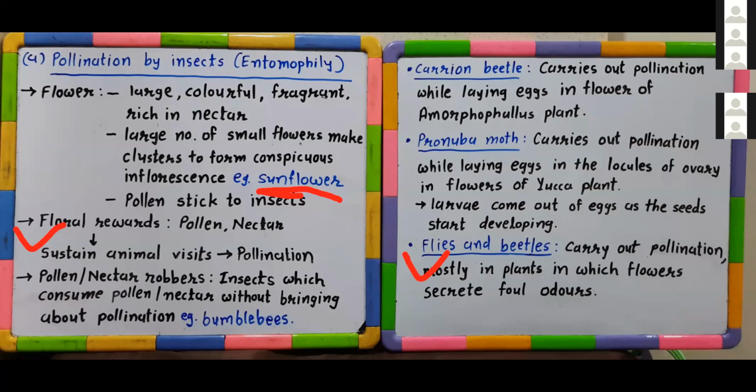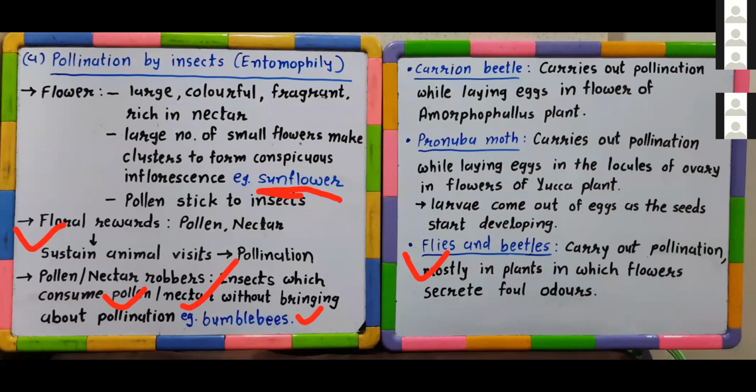See, in some species, what happens is that there are, by the way, some pollen robber or nectar robber categories of insects which will visit the plant, its flowers, consume the pollen or nectar, and do not help in pollination. For example, bumblebees. Bumblebees are nectar robbers. They visit the flower, collect the nectar, but do not help at all in the pollination. So when you offer the floral rewards, there might be a misuse of these floral rewards with the help of these nectar robbers. It is possible.